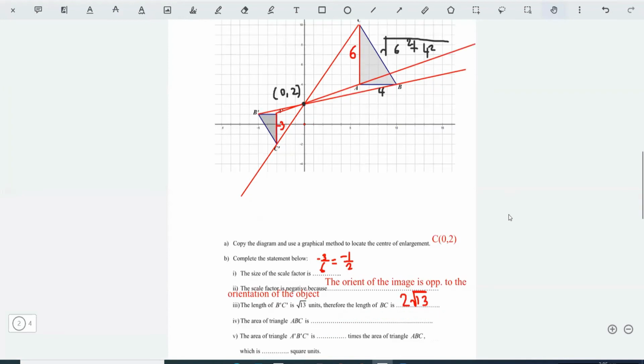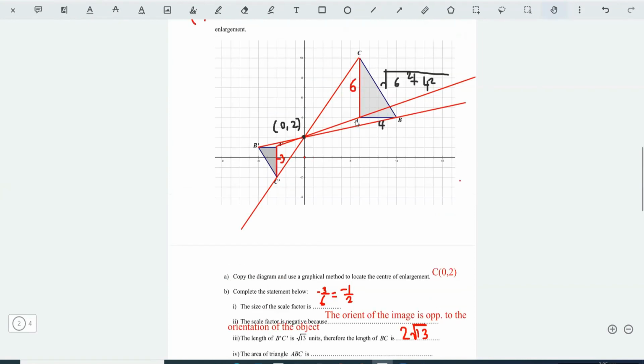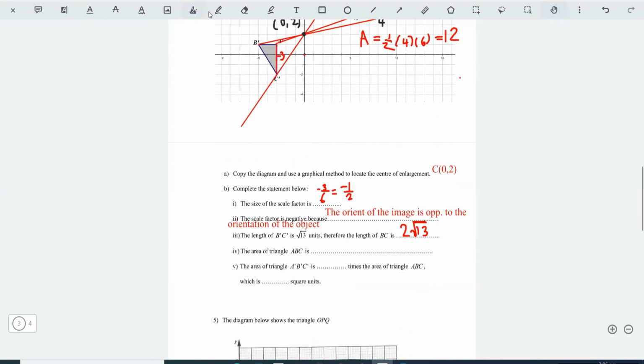Finally, it asks us now for the area of triangle ABC. The area of triangle ABC is this triangle up here, and the area is half the base times the height. So the area is going to be a half of the base, which is 4, times the height of 6. Half of 4 times 6, all of that is 24 times half is 12. So the area is 12. So the area of the object is 12. Now remember, area is 12 units square.